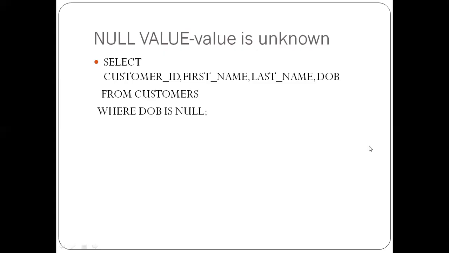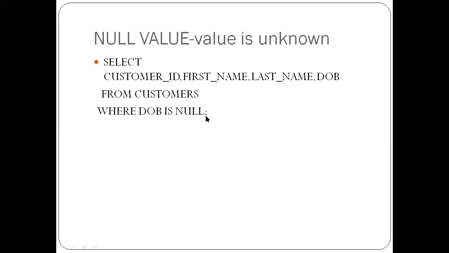So you want to know where there is a blank in the table, the field that is blank. So select customer_ID, first_name, last_name, date_of_birth from customers where date_of_birth is null. Then remember your semicolon.